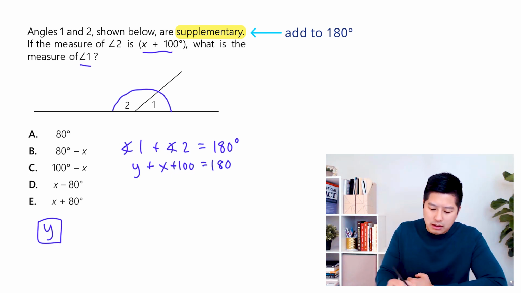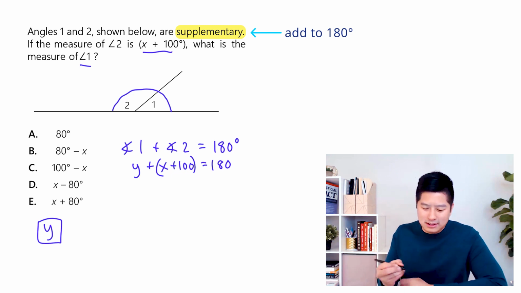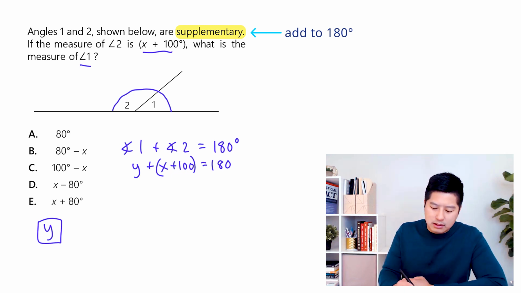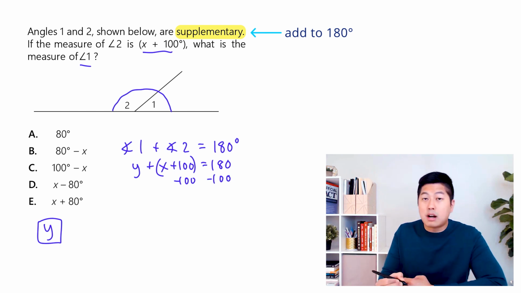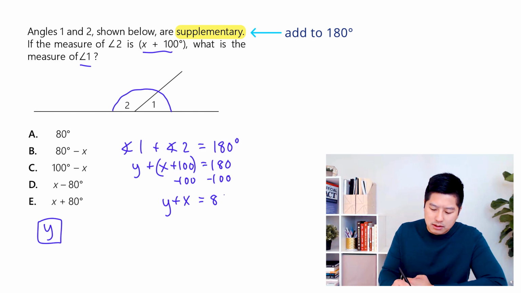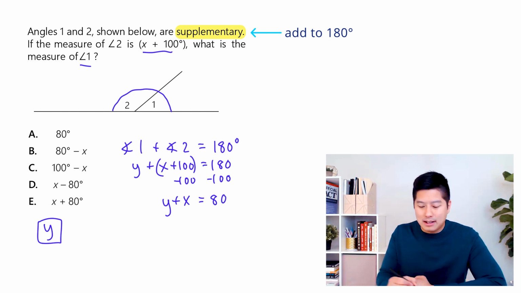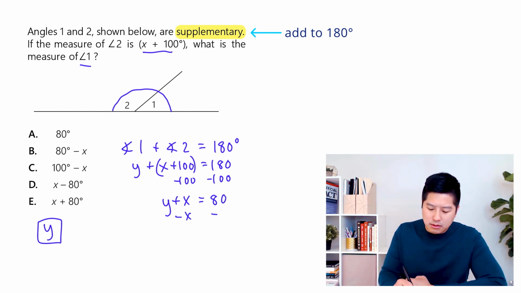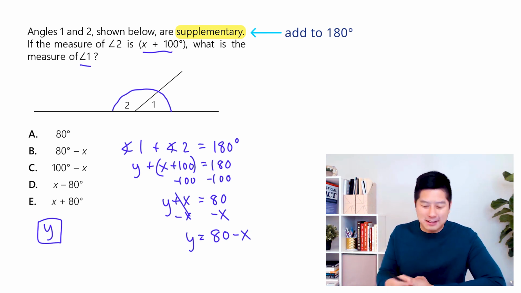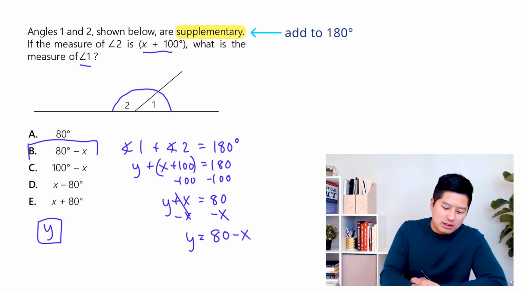This is 180 degrees, and don't forget when you're substituting to put things in parentheses. I'm going to subtract 100 from both sides to begin the isolation process. And that leaves me with y plus x is equal to 80. Last up, let's subtract x from both sides to leave me with y. That means that y is equal to 80 minus x, or our answer choice B.